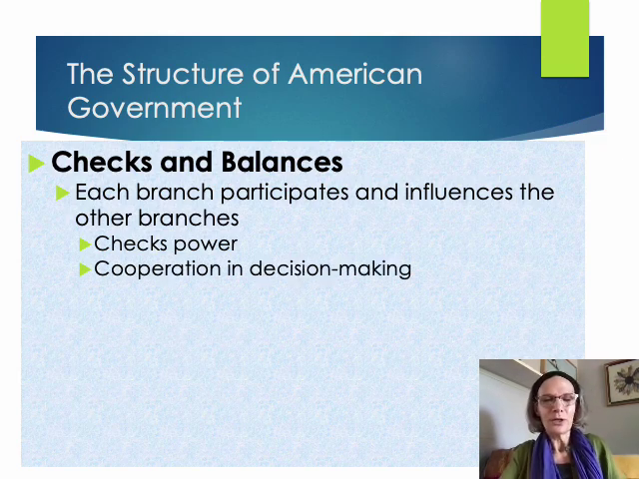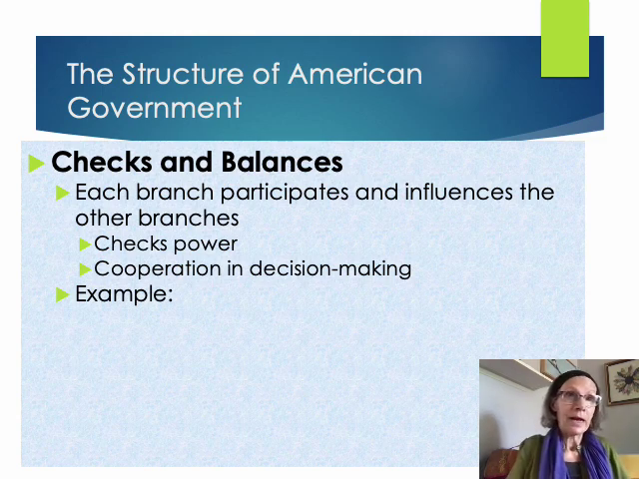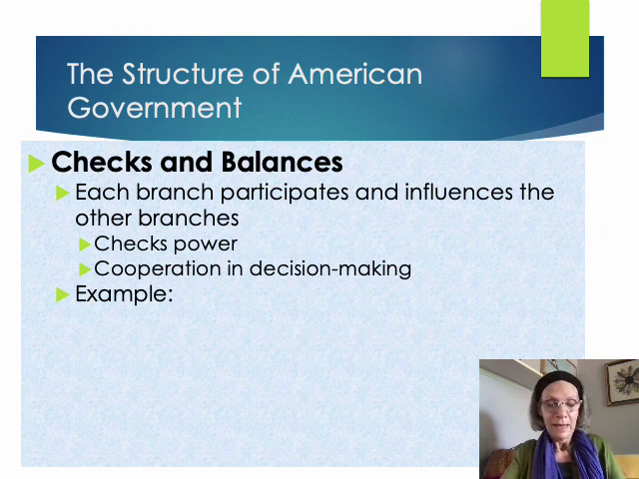It also ensures cooperation among decision-making branches, because if you have a Democratic Congress and a Republican president, at least in the good old days, when we had divisions within our branches, a Democratic Congress would make a more moderate bill in order to get the approval of the Republican president, and vice versa, right? We don't see as much cooperation these days as we have in the past.